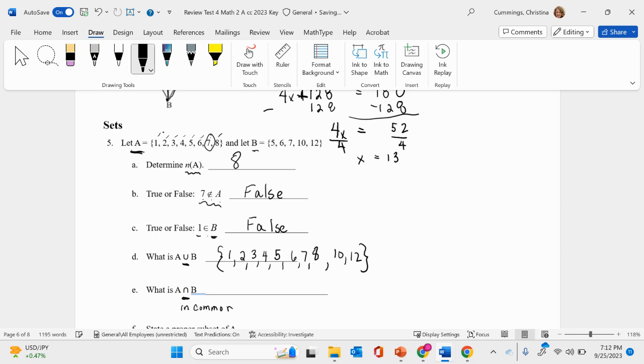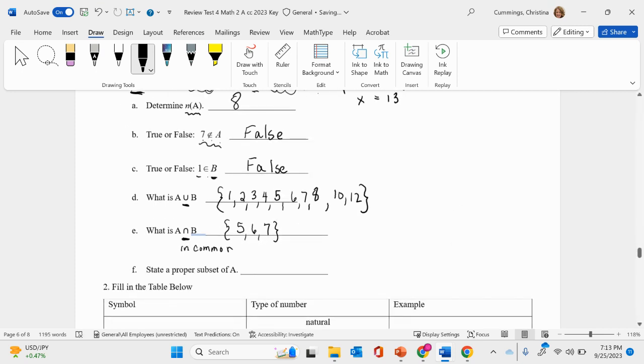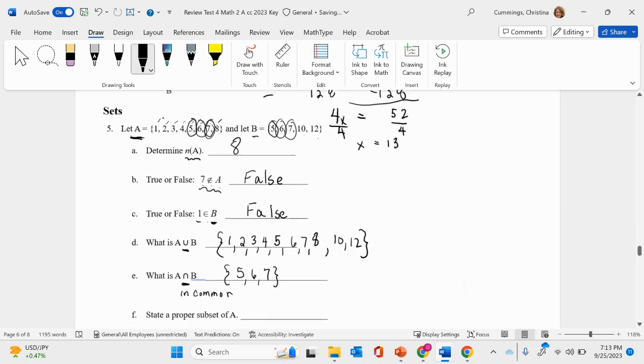All right. So is there a 1 in B? No. No 2, no 3, no 4. 5 they have in common. 6 they have in common. 7 they have in common. 8, no. 10, 12, no. So my set of A intersection B is 5, 6, and 7. Sorry, intersection, not union. State a proper subset of A.